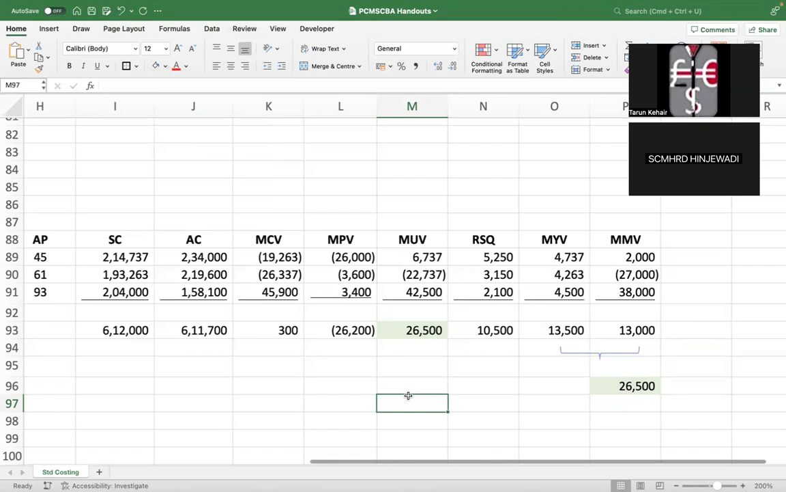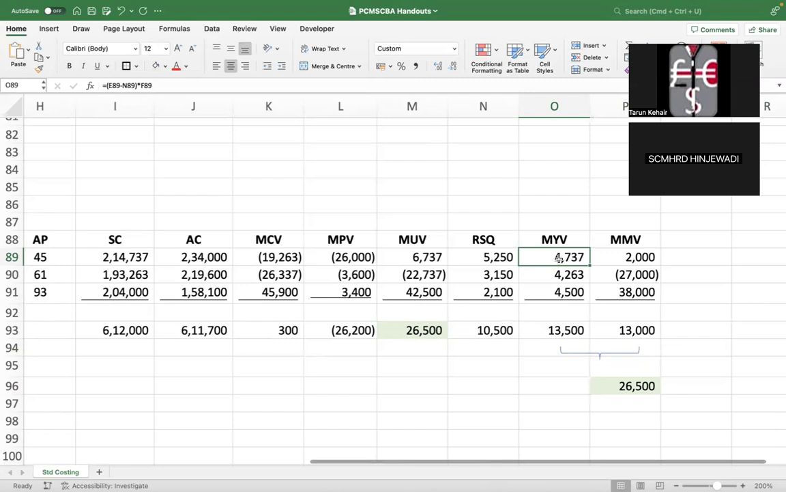Now, why do we say yield variance here? Why is this yield variance? Because we are comparing SQ and RSQ. Now, RSQ is what? RSQ is your actual quantity which is broken up in standard proportion. So in SQ and RSQ, what is the same? The mix is the same. What is the difference? The yield is different. That's why this is yield variance.